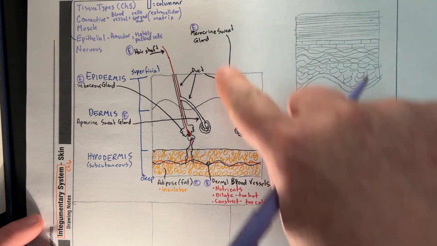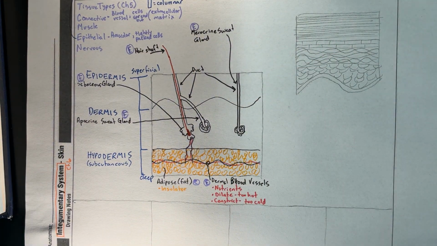And now you can see we've got connective tissues and epithelial tissues. Let's talk about the jobs of those glands. I want a green pen. Let me go get one.